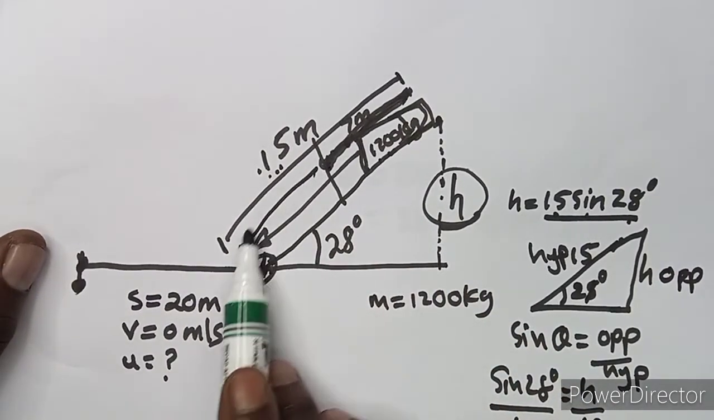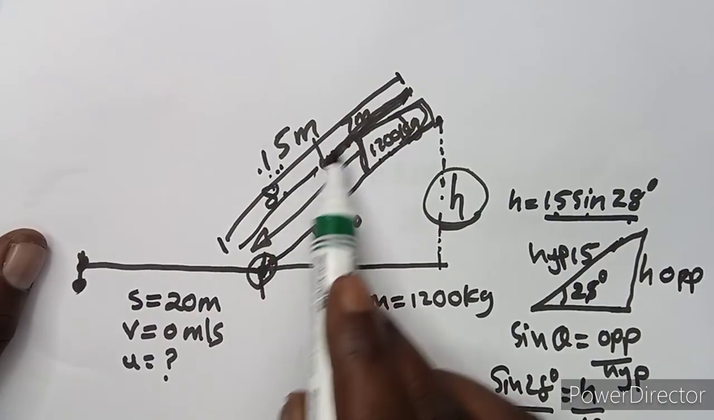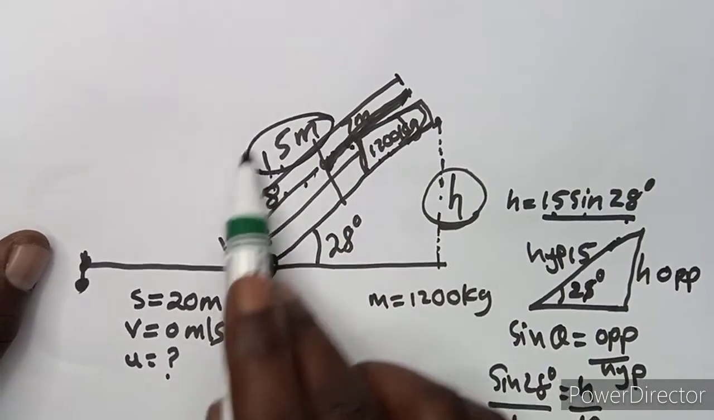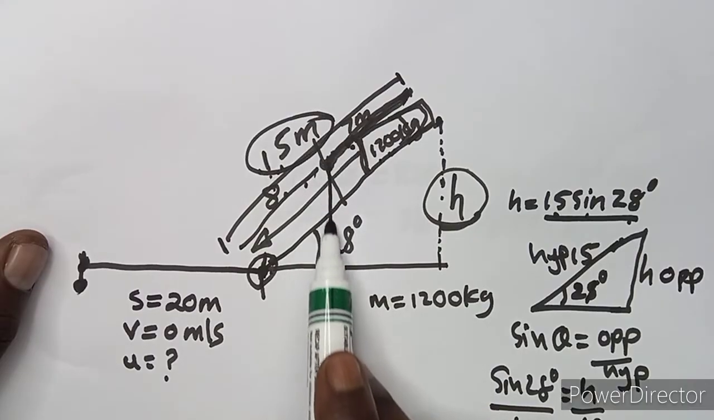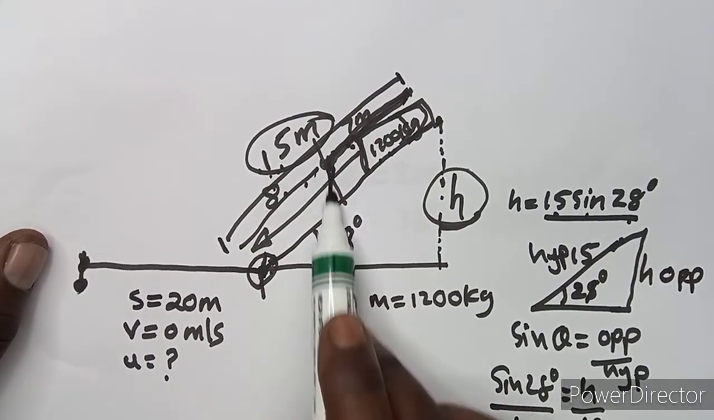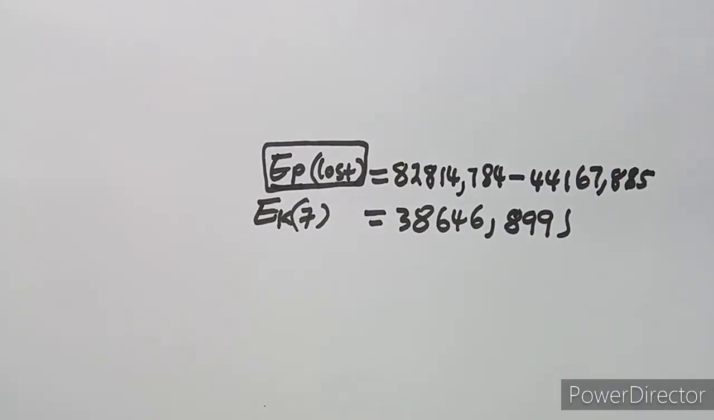So we are going to remain with 8 meters, so that if you add 8 and 7, you must obtain 15. And the height is going to change because you are now working with 8. So that's how they ask these questions, guys. So you have to be very, very careful about these questions.